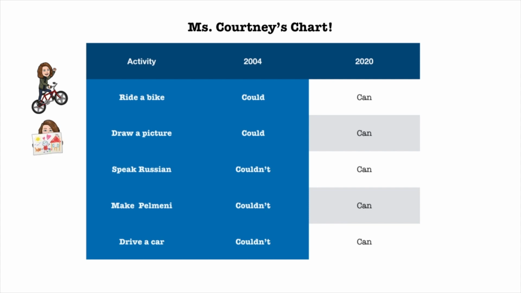Okay. Number 2, draw a picture. In 2004, Miss Courtney could draw a picture. Now she can too. In 2004, Miss Courtney couldn't speak Russian. Now in 2020, she can. In 2004, Miss Courtney couldn't make pelmeni. In 2020, she can. In 2004, Miss Courtney couldn't drive a car, but now she can. Okay, guys, I hope that your chart looks something like this for you.